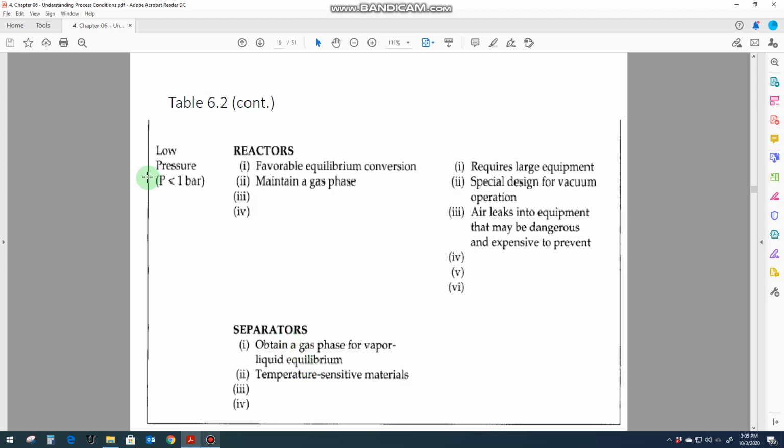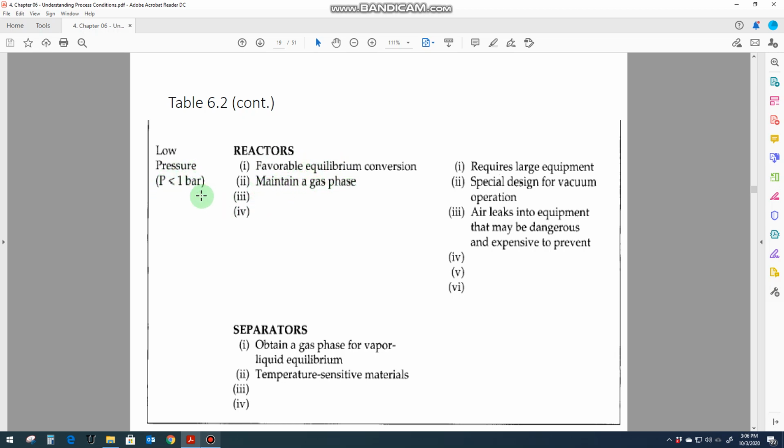Now, if we want to operate the reactors or the separator below 1 bar, then what could be the justifications? The first one, the favorable equilibrium conversion. So, in most of the reactors, what could be the reason for going beyond the allowable temperature and pressure range? It could be the favorable equilibrium conversion. So, you would see this comment in all of those conditions.